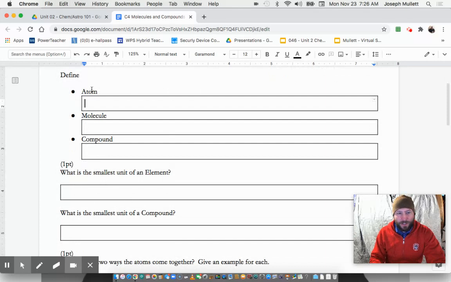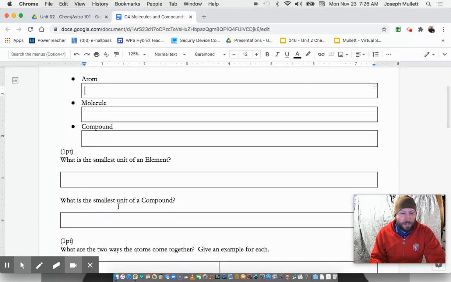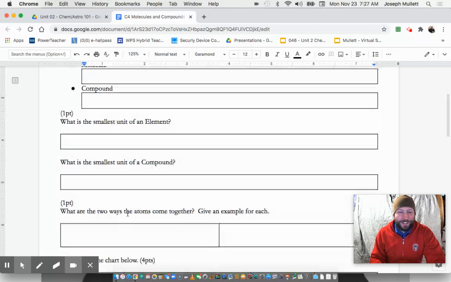Also next, what is the smallest unit of an element? That goes back to your first definition, which happens to be an atom. And then what is the smallest unit of a compound? Well, that's the other definition of the three here. So hopefully you can figure out the answer to those two questions.